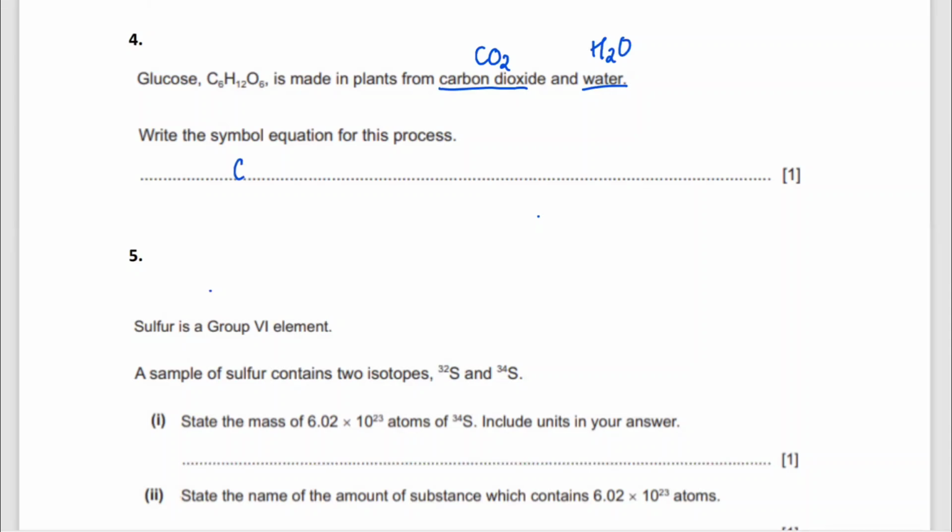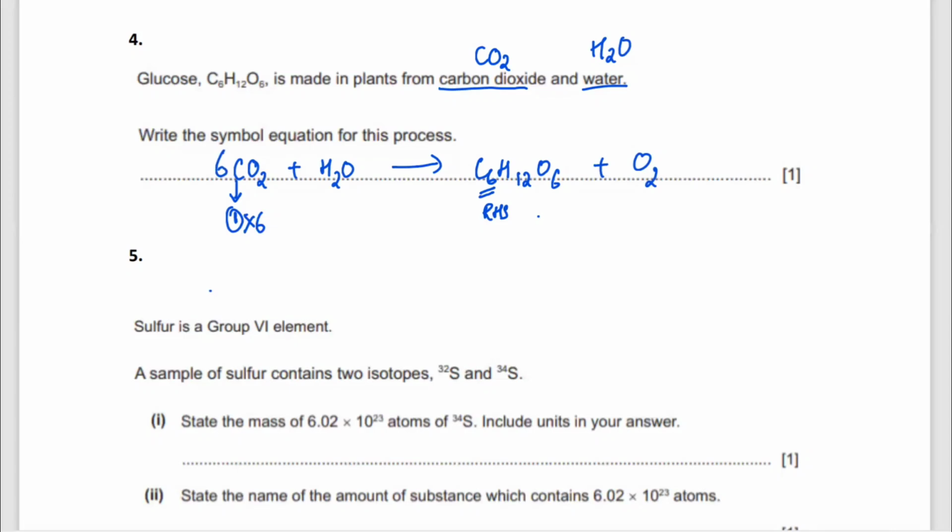So the equation will be carbon dioxide plus water gives glucose, which is C6H12O6, plus oxygen. Now, this is not balanced. We will have to balance it. If we look at the number of carbon atoms, there are 6 carbon atoms in the RHS and there is only 1 carbon atom in the LHS. So we have to make it into 6 by multiplying this particular number with 6. 1 into 6 will give 6. So we'll write it as 6 CO2.